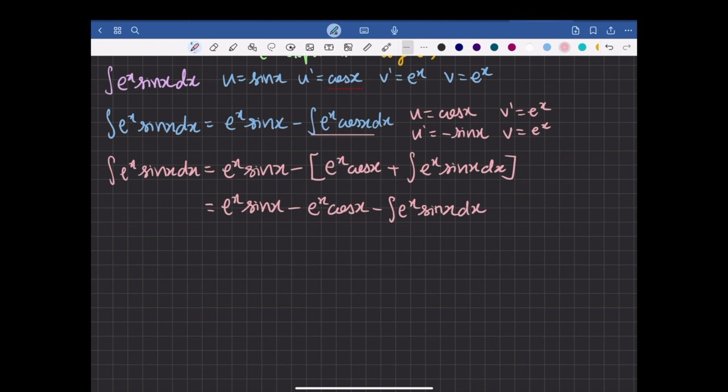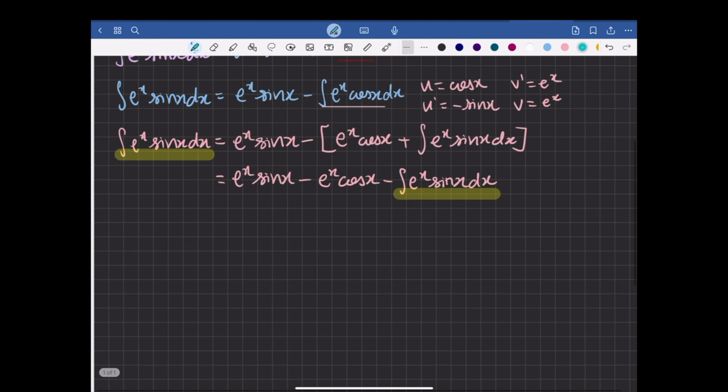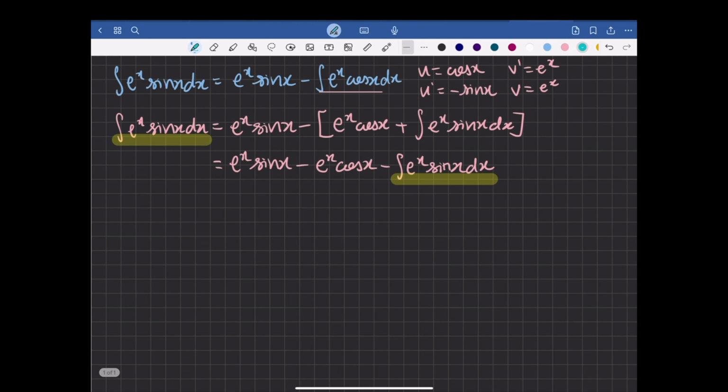But over here, you might notice that the integral on the left-hand side, e to the x sine x dx, and on the right-hand side are actually the same. So we can use just algebra and move the integral on the right-hand side to the left-hand side and add them together. So that would actually just give us 2 times the integral of e to the x sine x dx being equal to e to the x sine x minus e to the x cos x.